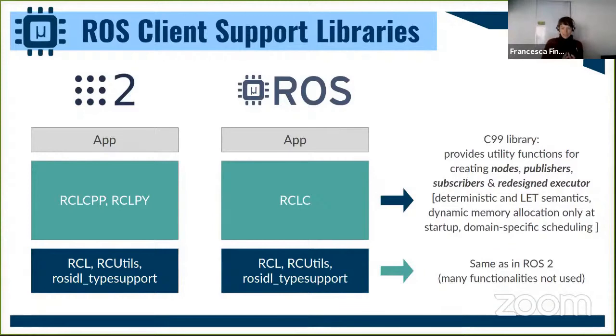And to implement the functionalities of ROS 2's upper layers, Micro-ROS uses this RCLC, which is written in C and is some sort of a spin-off of the now unused RCLC library, which was in principle one of the packages of ROS 2, and which we now as an organization maintain. This library provides convenience functions for creating nodes, publishers, subscribers, and also, as mentioned by Ralph, a deterministic version of the executor provided with LET semantics, dynamic memory allocation at startup, and domain-specific scheduling.